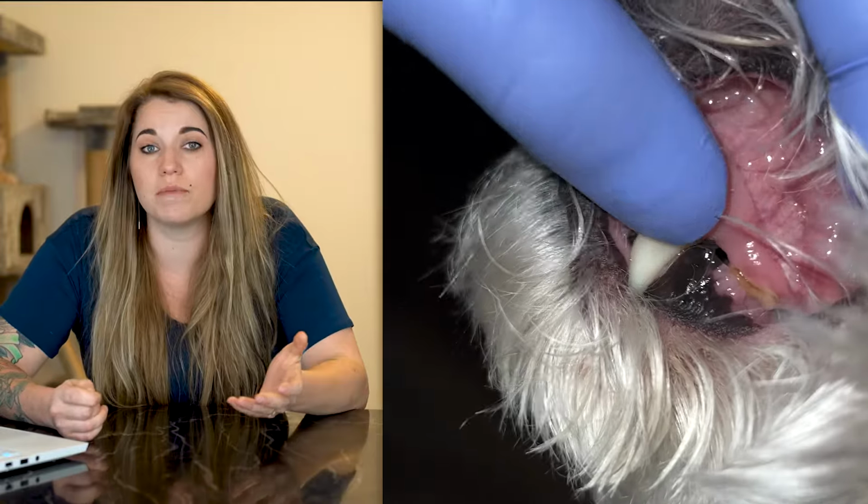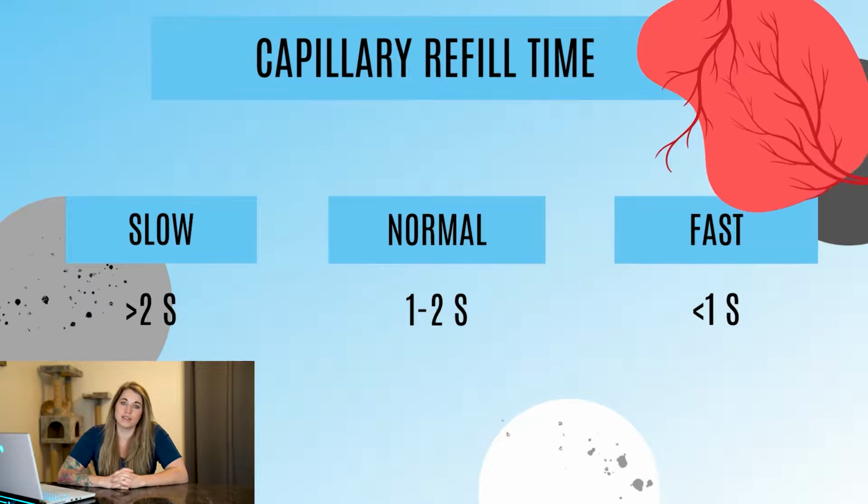So when you're using the gums, you can assess how long it takes for the gums to go back to being pink or back to being whatever color they were. We can do this in ourselves by applying pressure to the tip of our finger and assessing how long it takes for our finger to go from white to pink. Normal is 1 to 2 seconds.